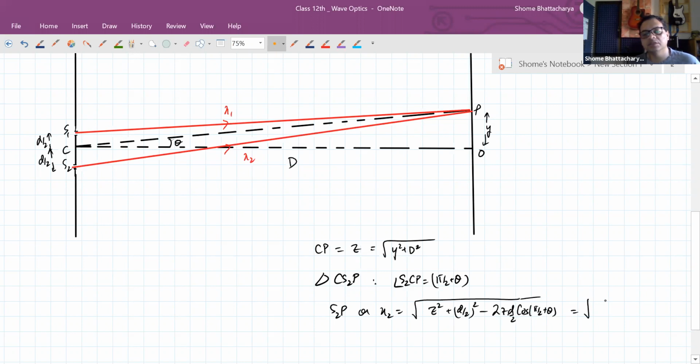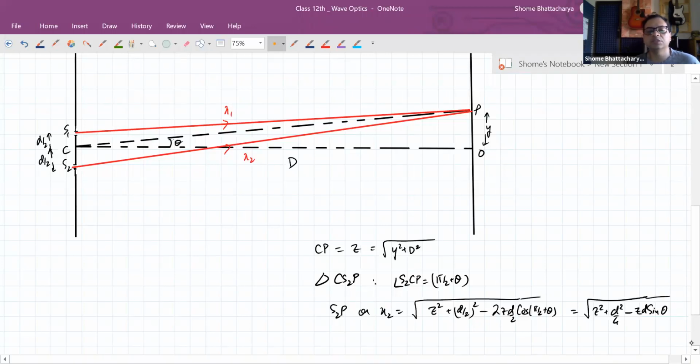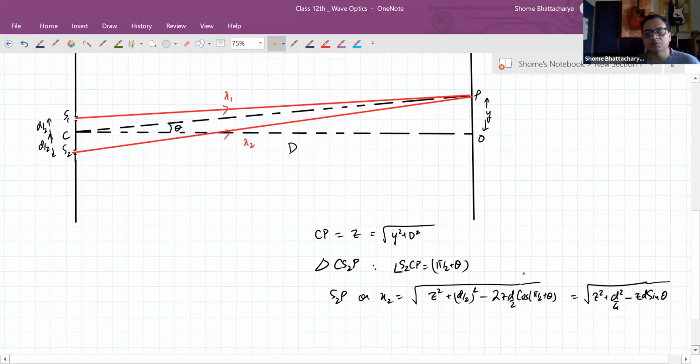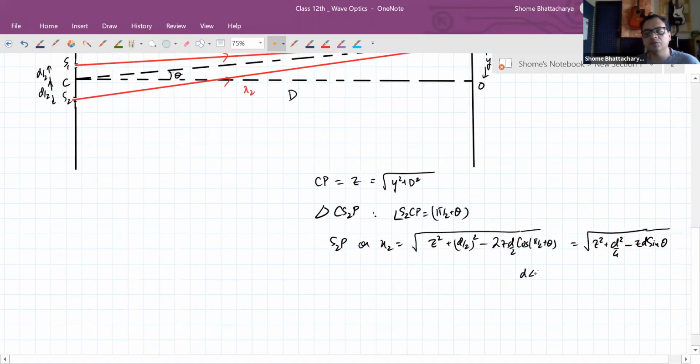So that's how this can be written as this much plus zd sine theta. Cos of pi by 2 plus theta we can write as this. Okay, so once we write this, x2, now you can start applying the approximation. Now d is very small compared to z, so first of all x2 can be approximated this way, that you remove d square by 4 from the analysis because it's negligible.